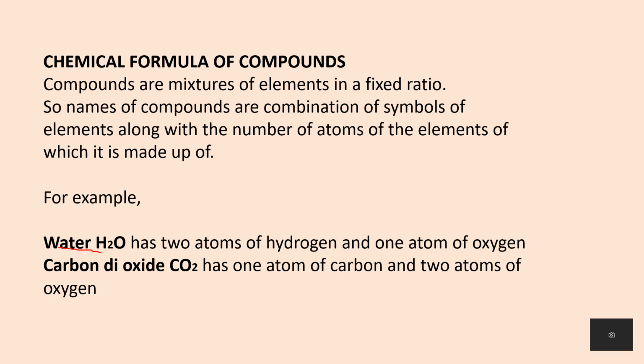Water with the molecular formula H2O has 2 atoms of hydrogen and 1 atom of oxygen. Carbon dioxide has 1 atom of carbon and 2 atoms of oxygen. Either we should remember the formula of the compounds or we should be able to determine the formula of the compound by the valencies, which we have studied in class 9th. Just to revise, the valencies of the elements are written below the elements, and by the crisscross method, the formula of a compound is determined.